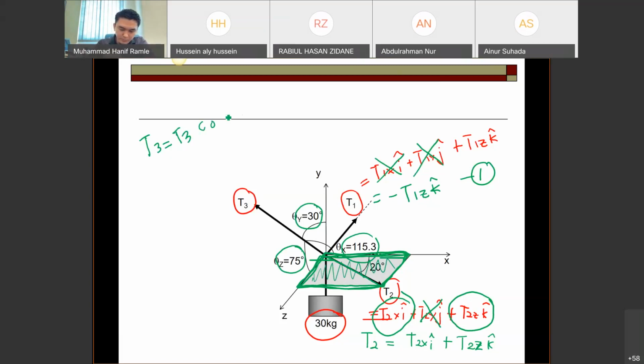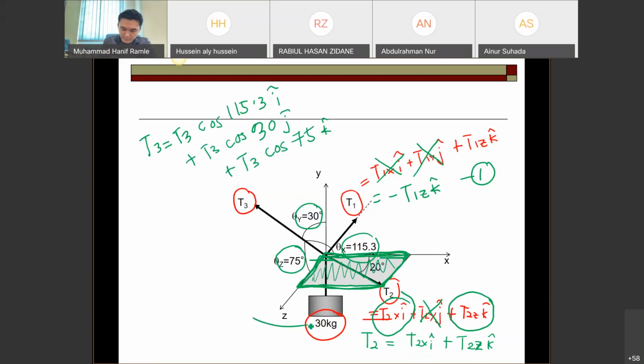T3 cos 115.3 I plus T3 cos 30 degree J plus T3 cos 75 degree K. This is your T3 in terms of IJK form.